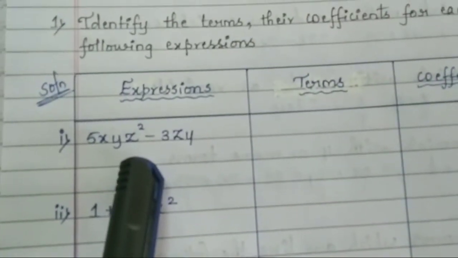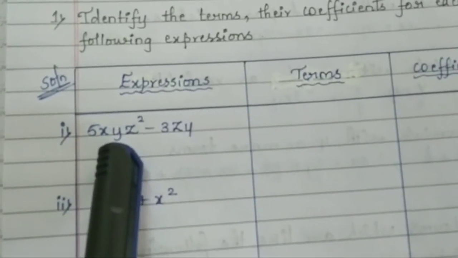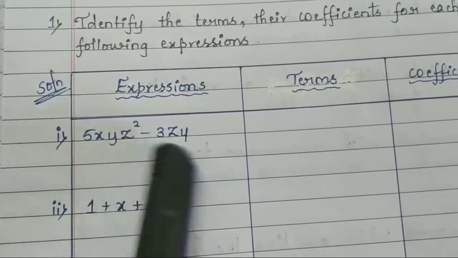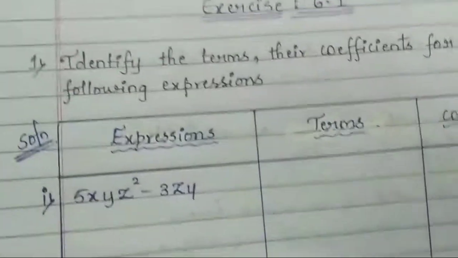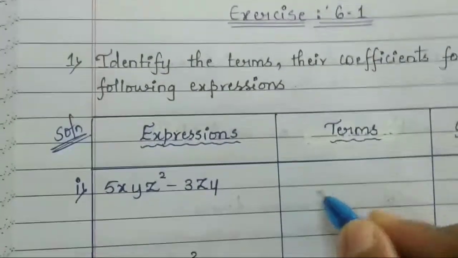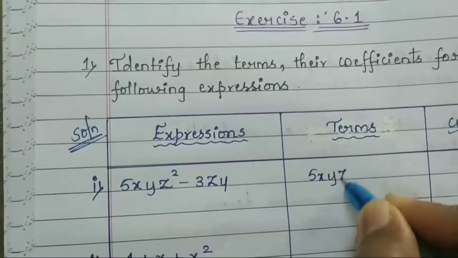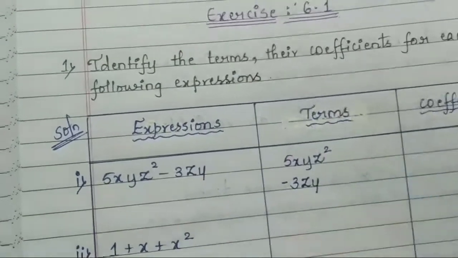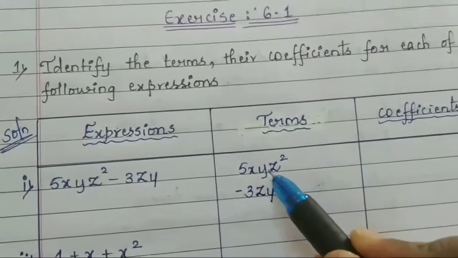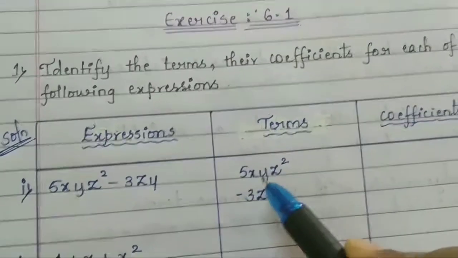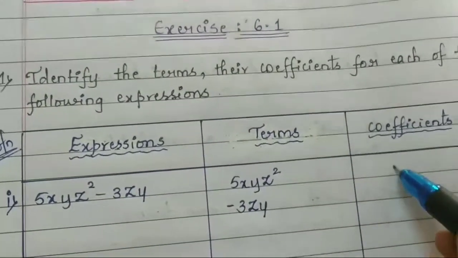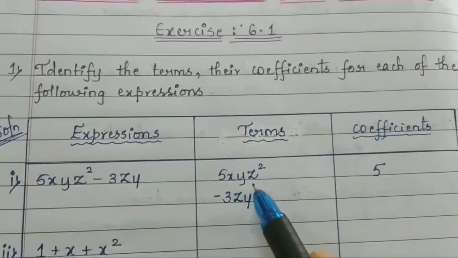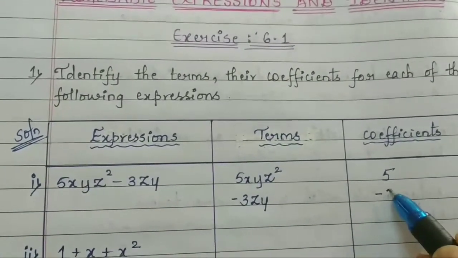So let's see, the first expression here is 5xyz square minus 3zy. Okay, so here how many terms are there? There are two terms. So let's write that, two terms. The first term is 5xyz square and the second term here is minus 3zy. Okay, so the coefficient of the 5xyz square term is 5. Okay, so what is coefficient? It is the numerical value of the given term. So here it is minus 3.